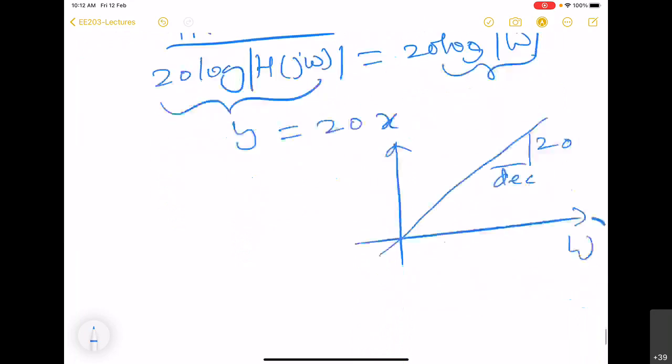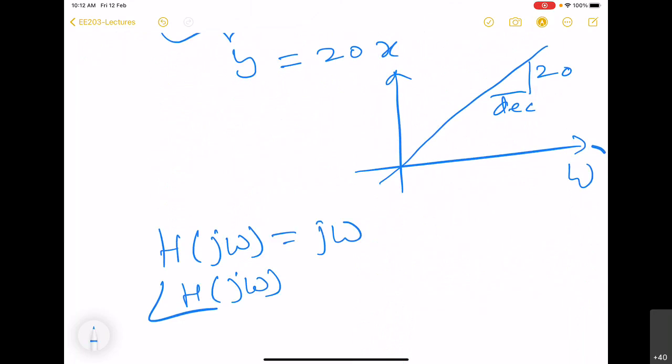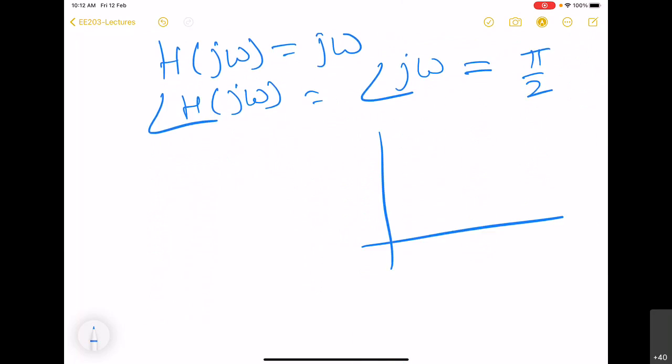And for this factor, we can see what the phase will be. H j omega is j omega, so the phase of H j omega becomes the phase of j omega, and we know that this is equal to pi by 2. So the phase plot for the S term is like this, 90 degrees.